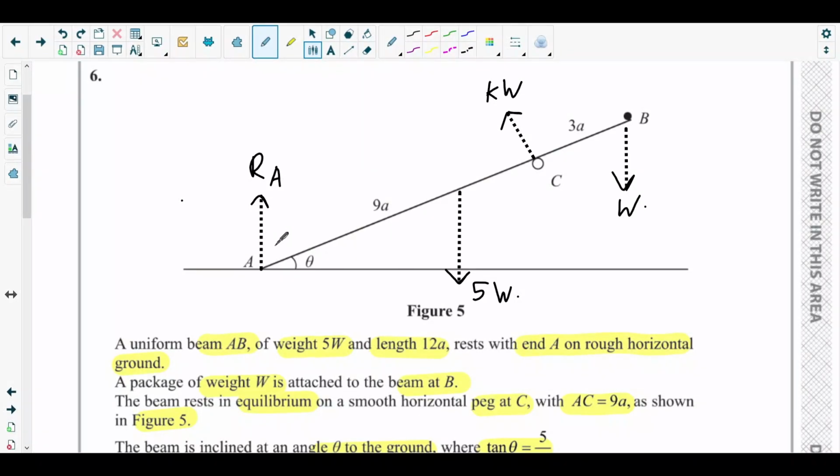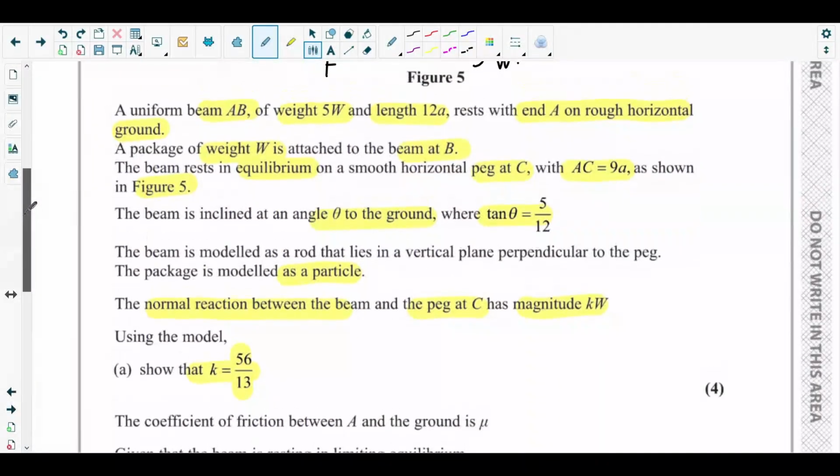Okay, and the friction. We don't know exactly the direction of friction. The direction of friction can be either this way or that way. But since there are no other forces acting on the beam along that direction, we can say that the beam is trying to slide to the left. Therefore, friction is acting this way.